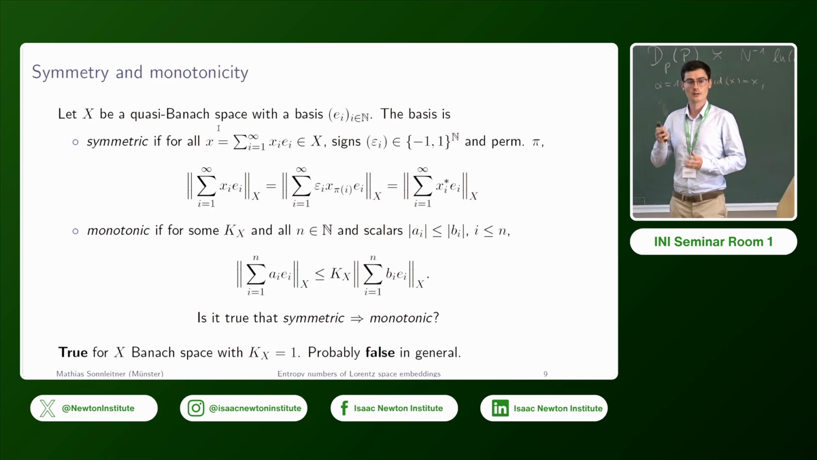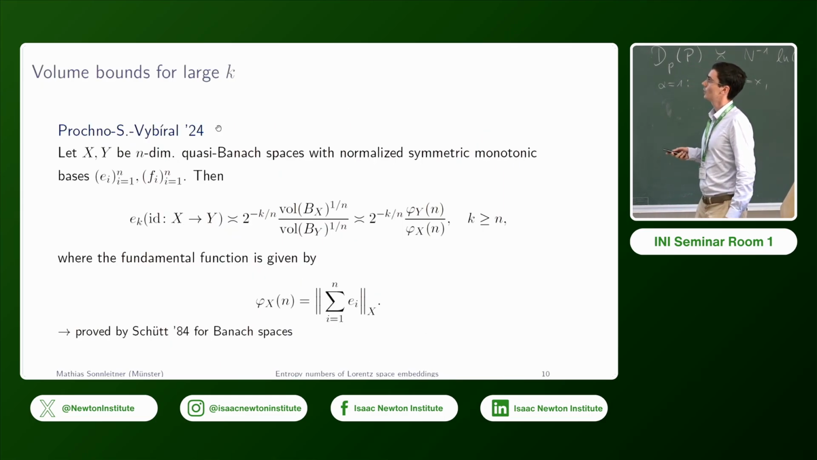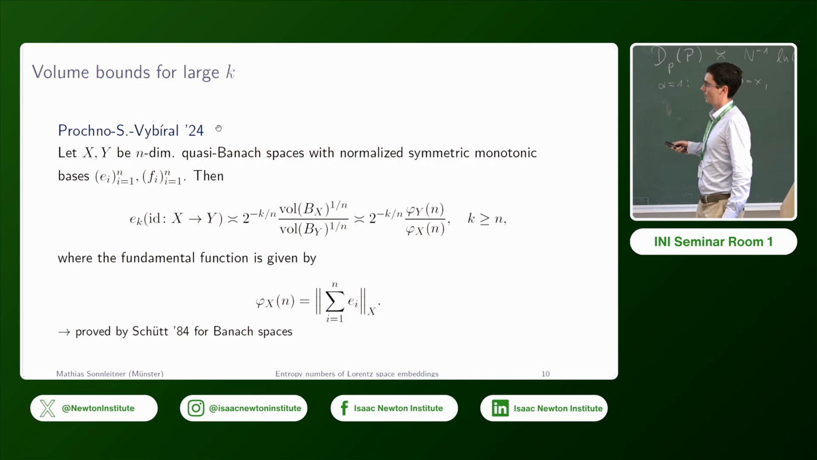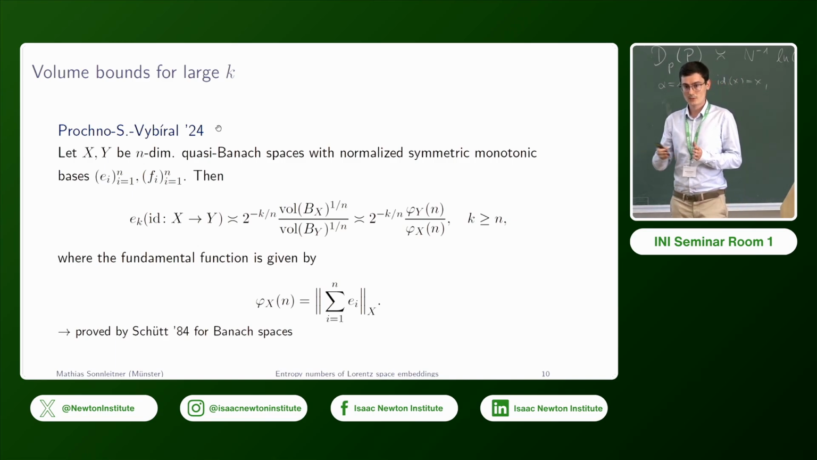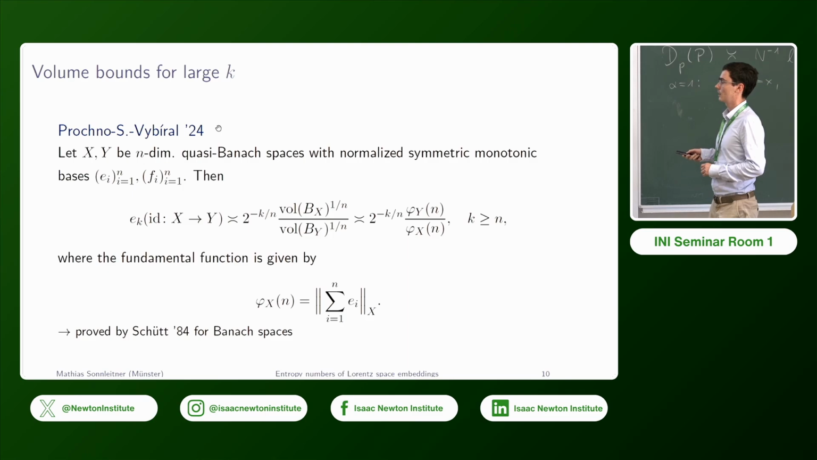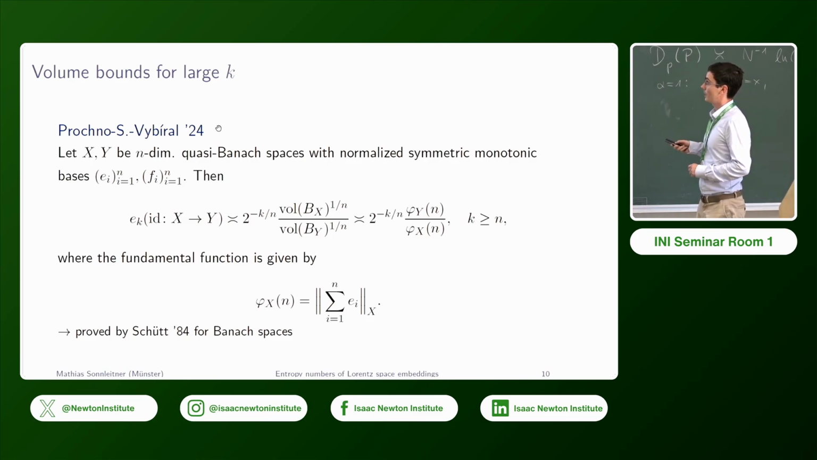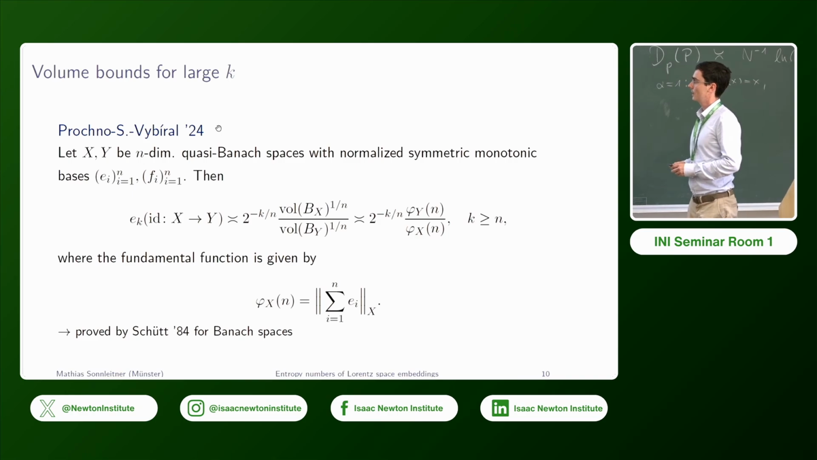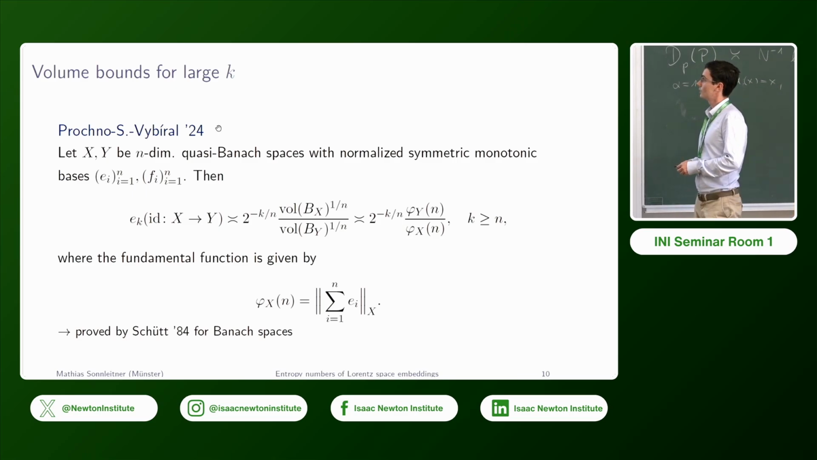And if we do this and look at the large K regime, so the volume regime, we obtain the following, namely the entropy numbers can be characterized by the coefficient of the volume, so the volume ratios in some sense of the quasi-Banach space unit balls. Or one can also equivalently state it via the fundamental functions, which take the basis vectors, sum them, and compute the norm. This was already known for the Banach space case in the same paper by Carsten Schütt. And now we also know it for the quasi-Banach space case, but only with this additional monotonicity assumption.